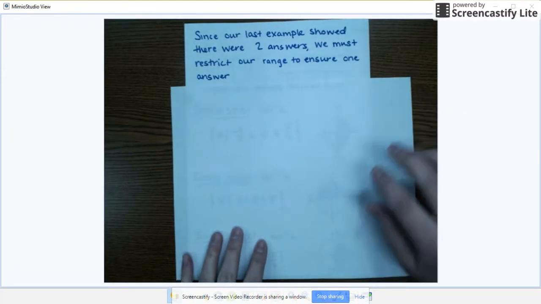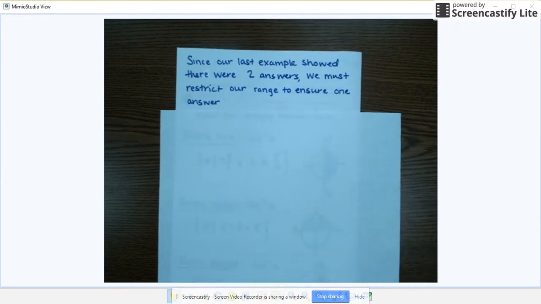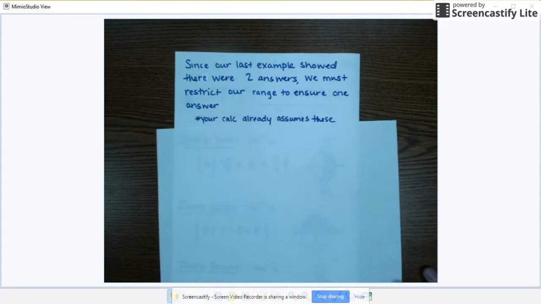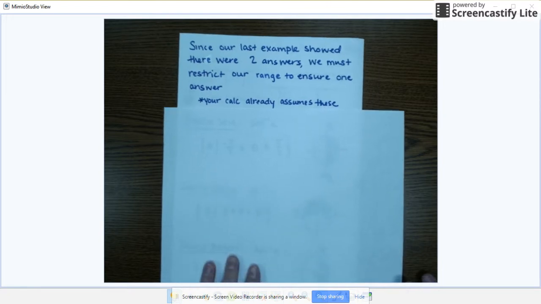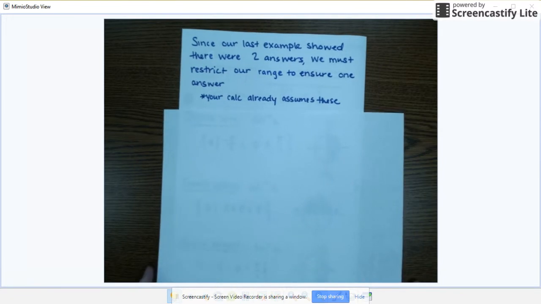In that last example, we had two answers. We had the pi thirds and we had the 2 pi thirds. When we go to answer, though, we need to restrict our range so that we only have one answer. If you ever go to use your calculator, it already assumes all of these rules. But here is what we're looking at.